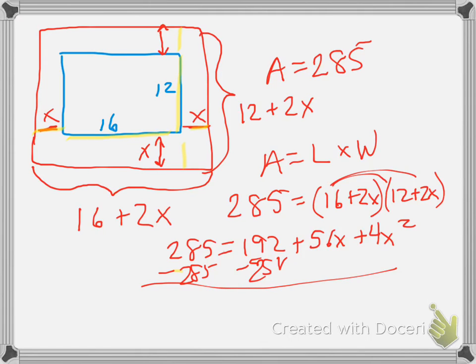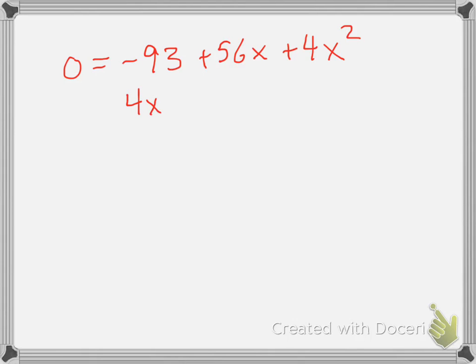Sorry, this is getting sloppy. Let me go to the next screen. If I do that, I get 0 equals negative 93 plus 56x plus 4x squared. In other words, you're used to seeing it in descending order, so that's 4x squared plus 56x minus 93. If you want to know what x is, you can either factor that or use the quadratic equation. I would use the quadratic equation because the 4 makes it tough. The leading coefficient is not 1.